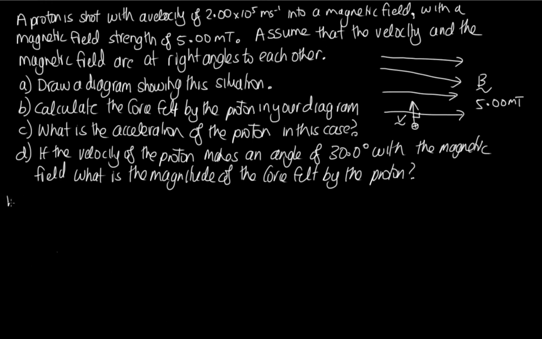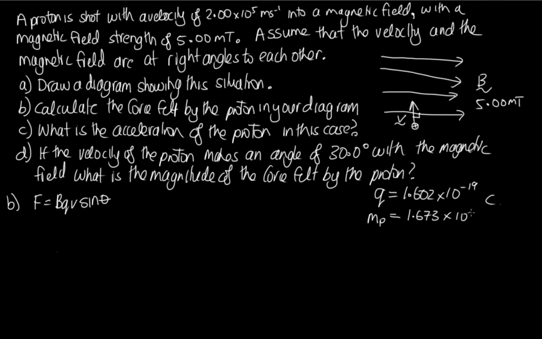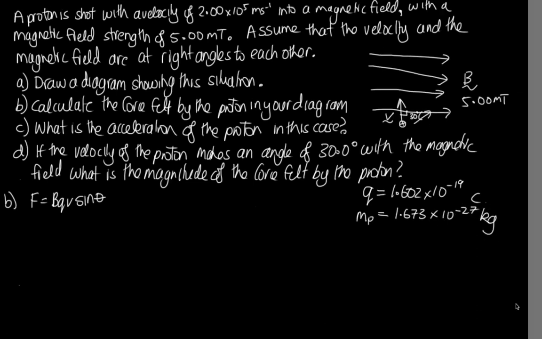Now, part B, we need to calculate the force felt by the proton in this diagram. So we can use F is equal to BQV sine theta. Now this is a proton, so Q is equal to 1.602 times 10 to the minus 19 coulombs, and the mass of the proton, which we'll need later, is equal to 1.673 times 10 to the minus 27 kilograms.